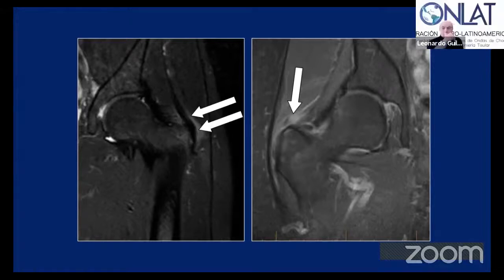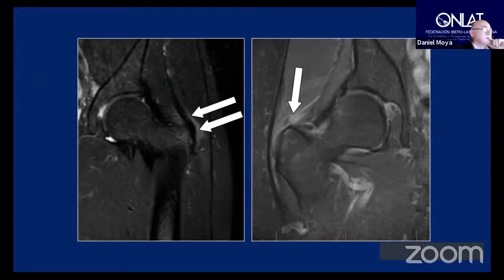These tendons develop pathologies that are very similar to the ones we know on the rotator cuff of the shoulder, going from a tendinosis, as we can see on the left image, to even tears of these tendons, as we see in the image on the right.